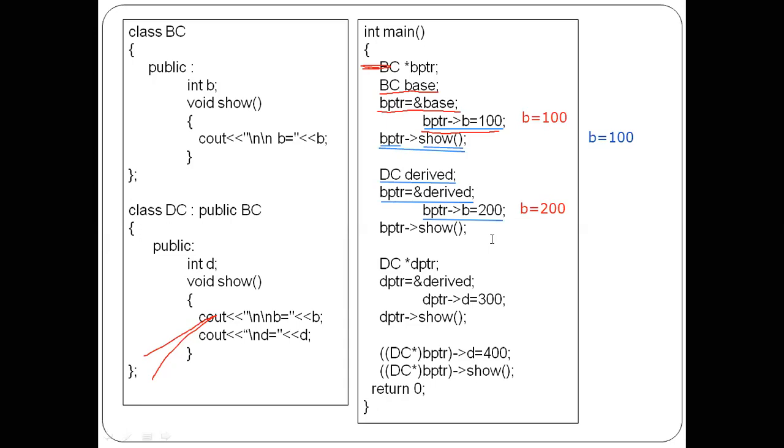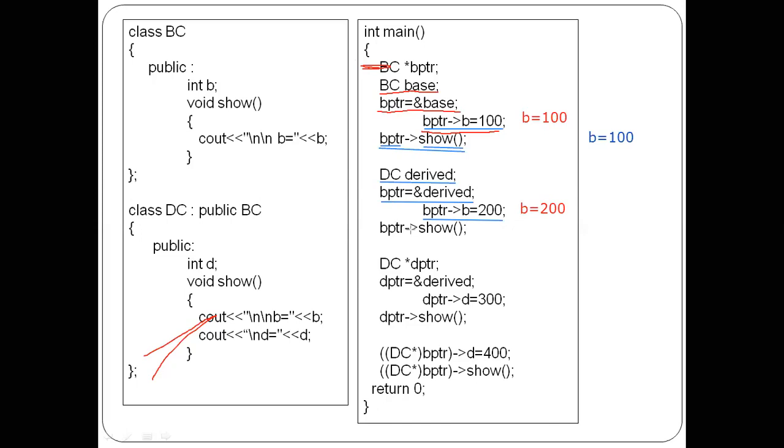Guys, clear? b is equal to 200 because we have overridden that particular value 100 to 200, since we are going to use the base pointer variable. Because we are using the base pointer, that b variable is available inside the base class, so that variable is going to be updated. Okay, so next one.